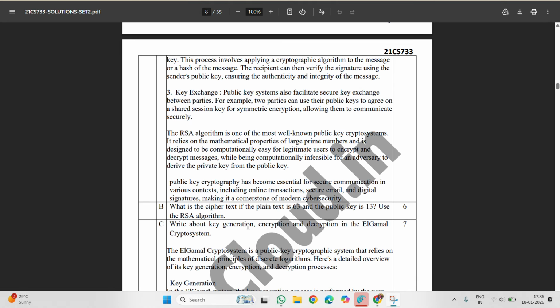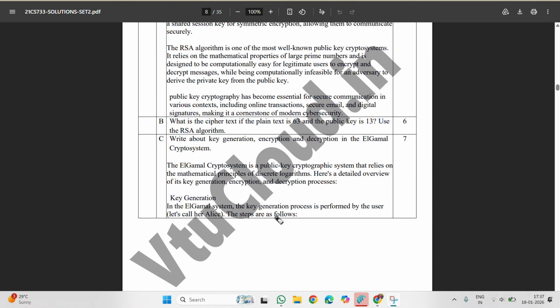Coming to question number 3B, what is the ciphertext if the plain text is 63 and the public key is 13, using the RSA algorithm. By using RSA algorithm, you have to find the ciphertext with the provided data, like plain text is 63 and public key is 13. The public key is nothing but E = 13. To find the ciphertext, you people have to use the formula C = M^E mod Q.